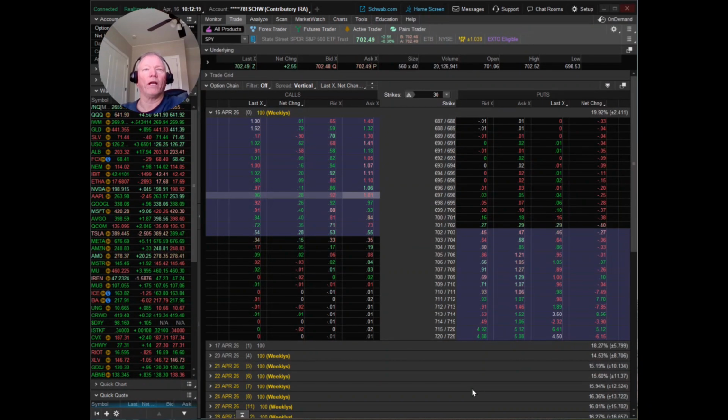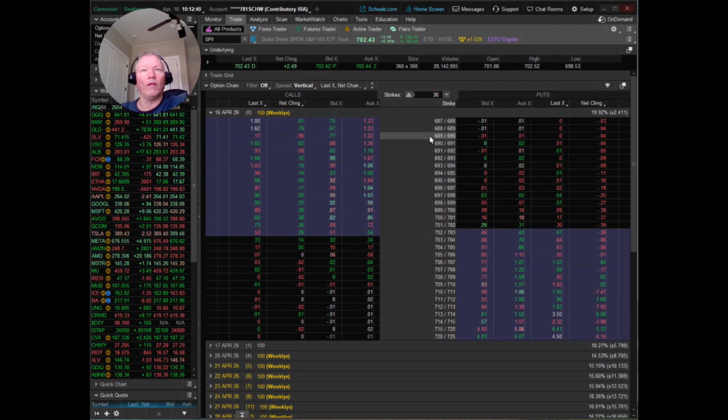So let's look at what it actually looks like on the platform. Using SPY, we would first put in the ticker here. We would choose a vertical, because that's what it is. A spread is considered a vertical. And then we would choose the strikes that we're going to use.